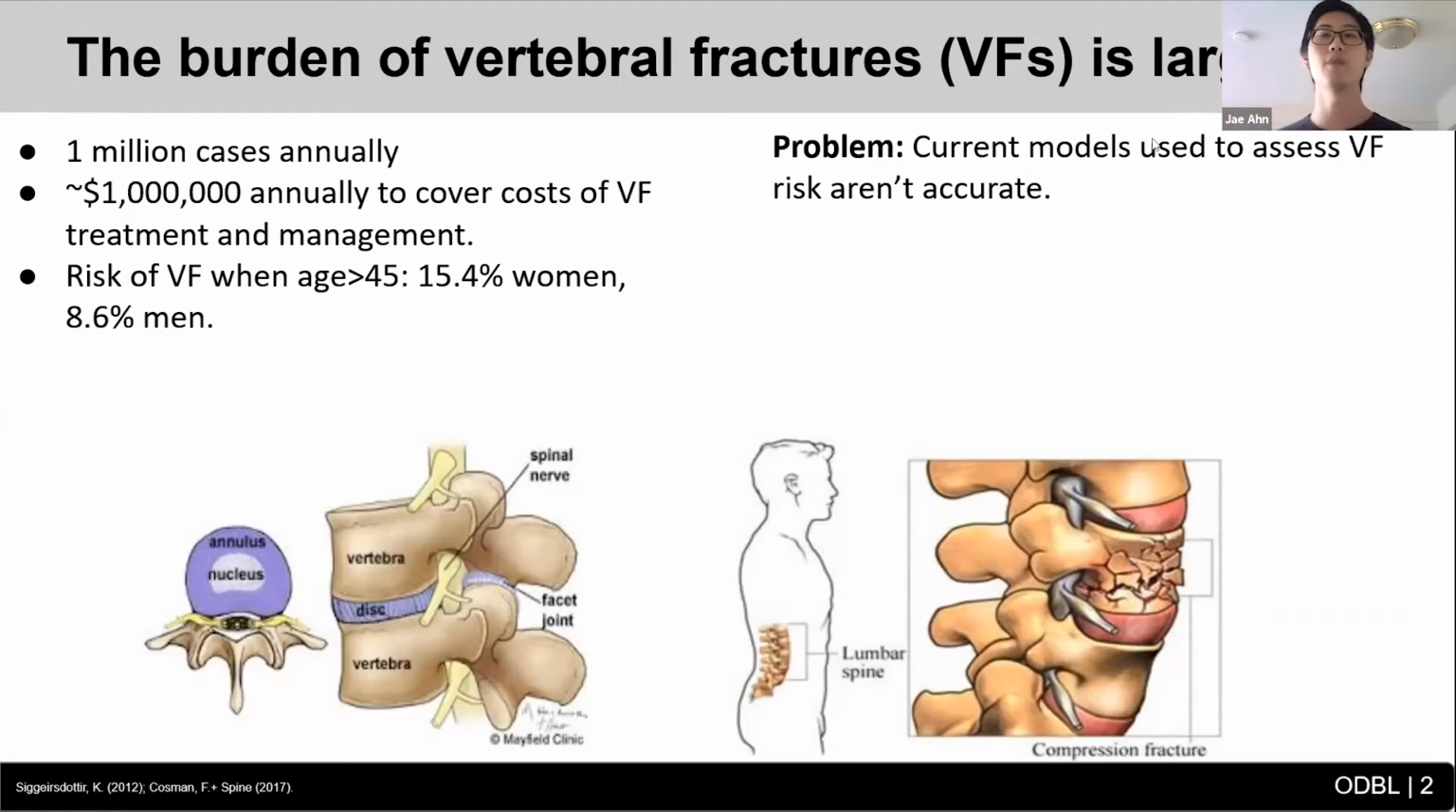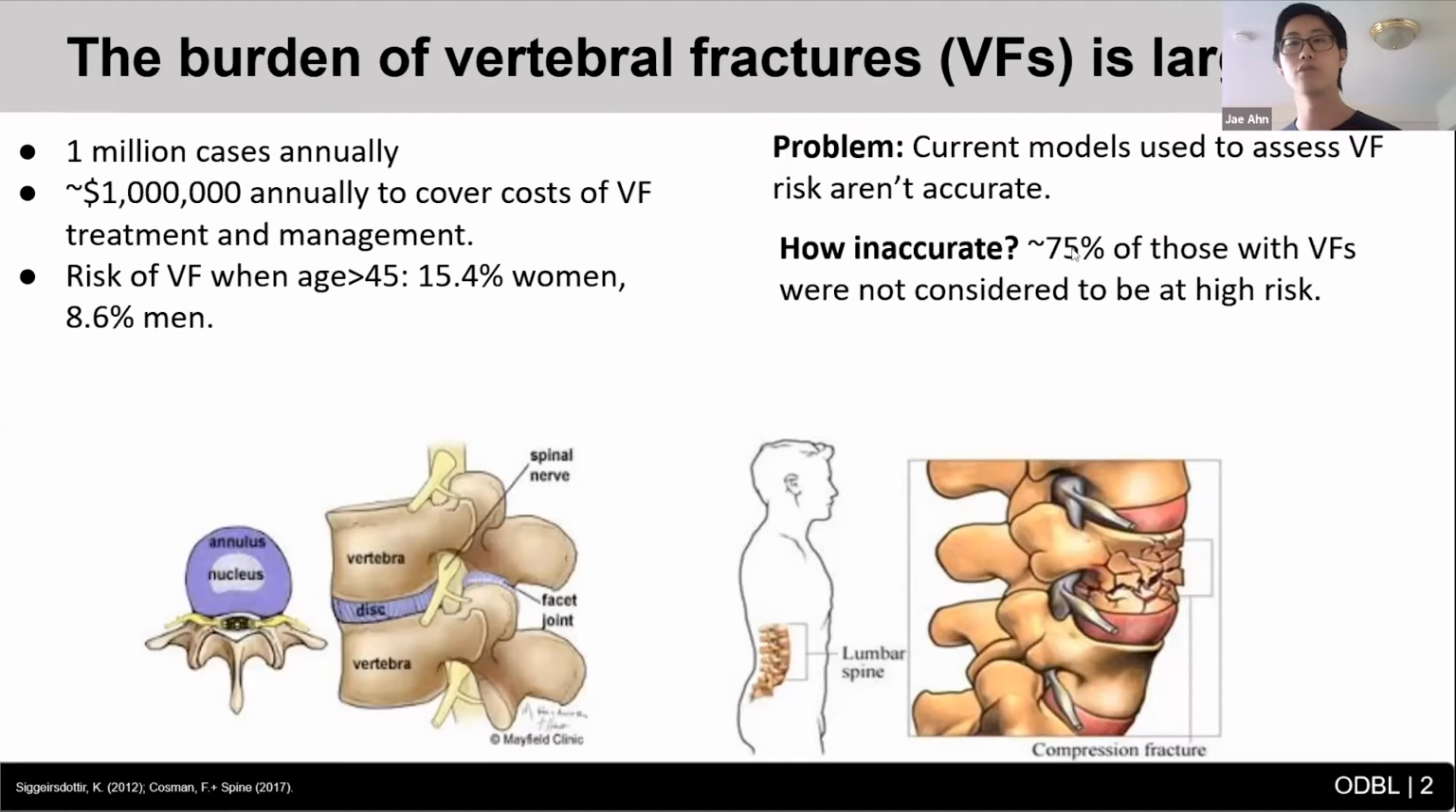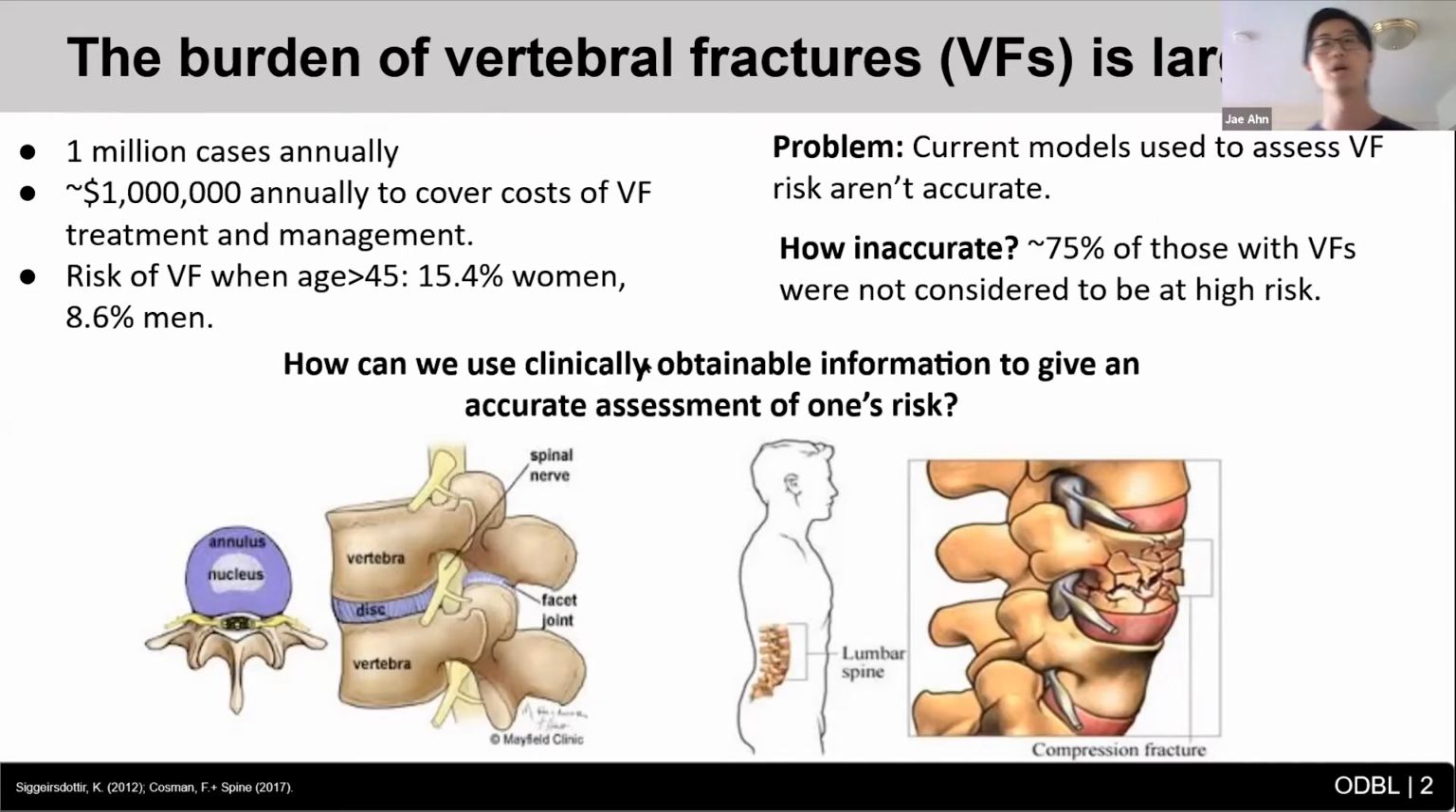While current models that can do this do exist, the main problem is that the results they provide aren't very accurate, as nearly 3/4 of those who end up with vertebral fractures were not diagnosed to be at high risk using these models. So my goal is to use other clinically obtainable information to give a more accurate assessment of one's risk of fracture.